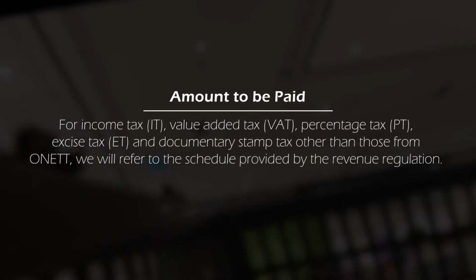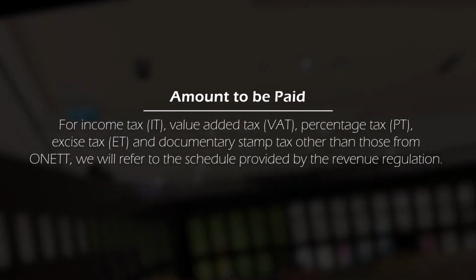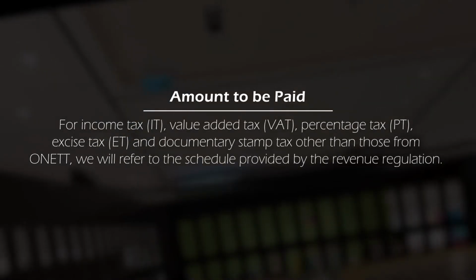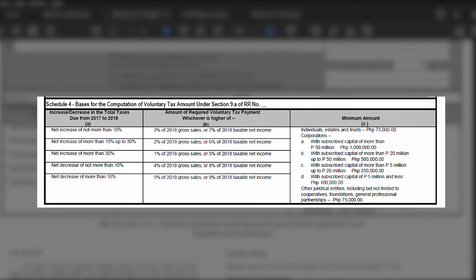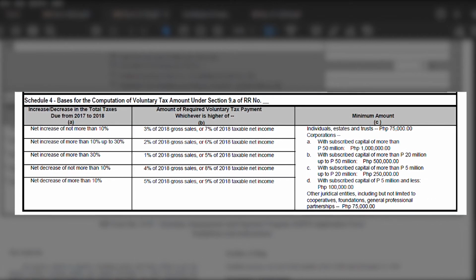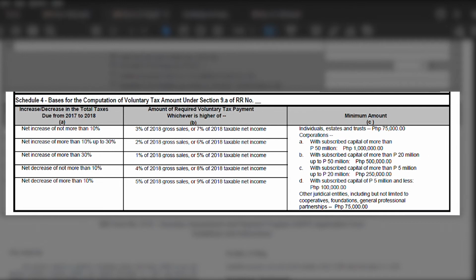For income tax, value-added tax, percentage tax, excise tax, and documentary stamp tax other than those from ONET, we will refer to the schedule provided by the revenue regulation. The amount to be paid must be whichever is higher between column B and column C. The total taxes due in 2017 and 2018 for purposes of the schedule refer to the sum of all tax due per return and net VAT payable before deducting any creditable withholding tax, quarterly payment, or advance payment.